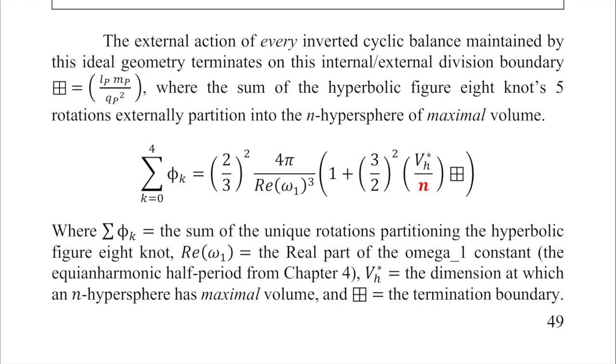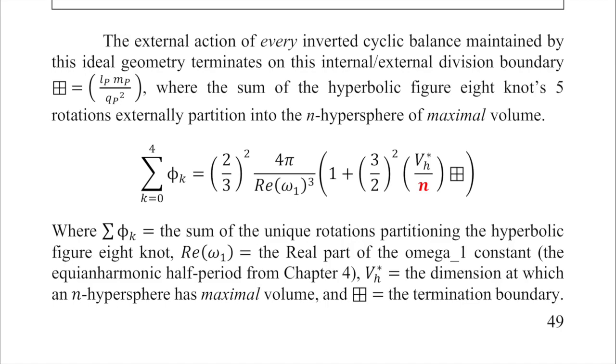And the value of the dimension at which the n hypersphere has maximal volume. It singles out very specifically the dimensional value at which the n hypersphere has maximal volume, and it divides that dimensional value by what? The number of dimensions in our balanced action, 5. It literally identifies this geometry, this simple geometric construction composed of those 5 rotations.